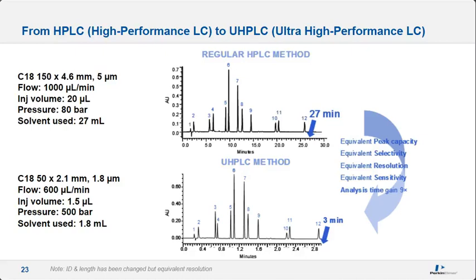However, if we utilize a sub-2 micron column, we're able to shorten the column to 50 millimeters and narrow the diameter to 2.1 millimeters. It operates at a flow of 600 microliters per minute, uses 1.8 milliliters of total flow, and performs the separation in 3 minutes. However, the operating pressure is 500 bar for the sub-2 micron column.